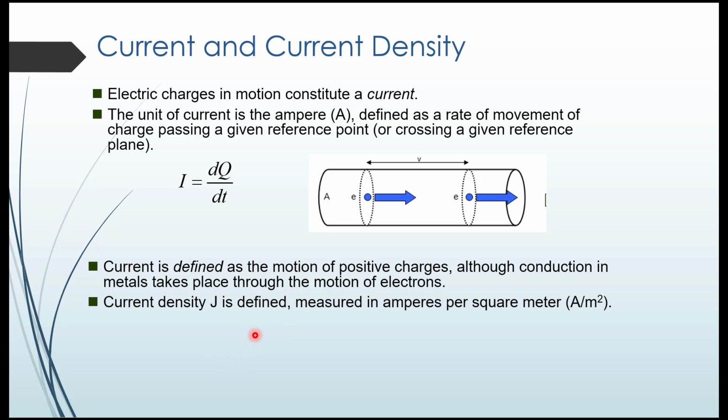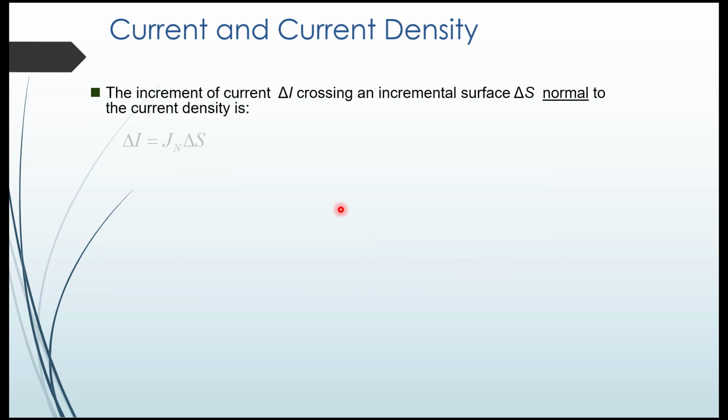The current density J is defined and measured in ampere per square meter. It is current divided by cross-sectional area A. The increment of current delta I crossing an incremental surface delta S normal to the current density is given by delta I is equal to Jn, that is the normal component of J, multiplied by delta S, where delta S is a surface area and delta I is the incremental value of current which is because of the current density Jn.